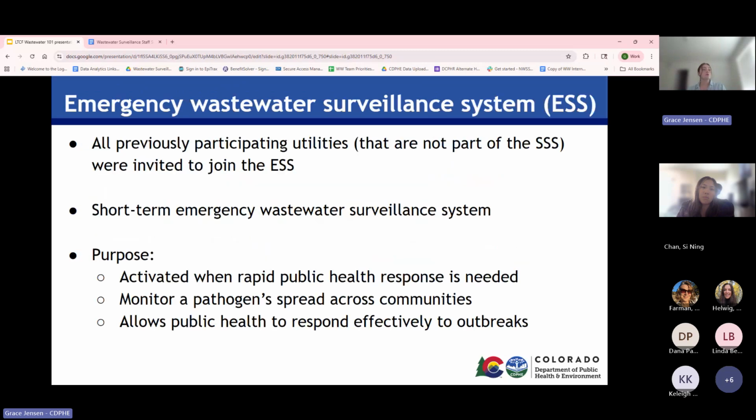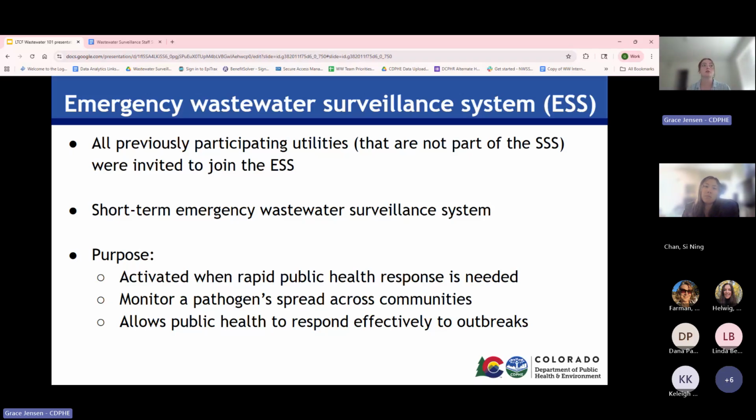And then our emergency wastewater surveillance system. At the height of our program, we were testing at over 60 sites. And like I mentioned earlier, with the uncertainty of funds, we knew that just wasn't sustainable. So when we moved down to the Sentinel surveillance site model, we didn't want to lose out on folks that we had been testing with before. And so we asked them to join our emergency wastewater surveillance system. This is a short-term emergency system that can be activated when rapid public health response is needed.